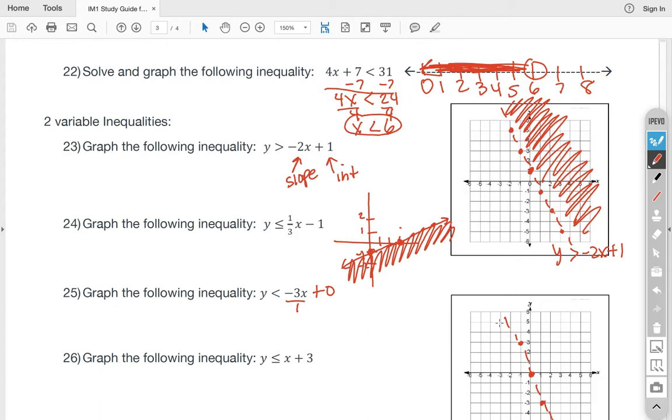And this time it's less than, so below the line. This is below because of the y-axis there. And that's your answer for y is less than negative 3x. Make sure it's going through the origin of 0, 0.